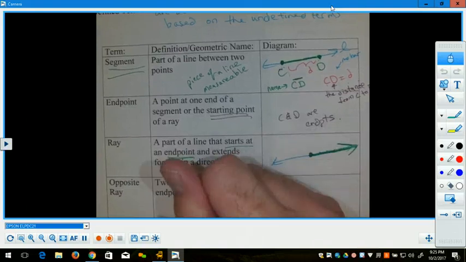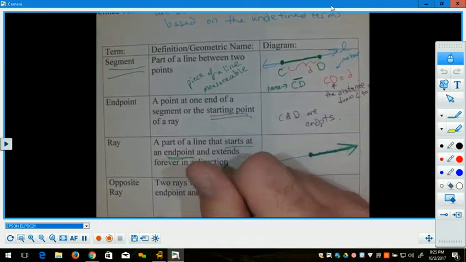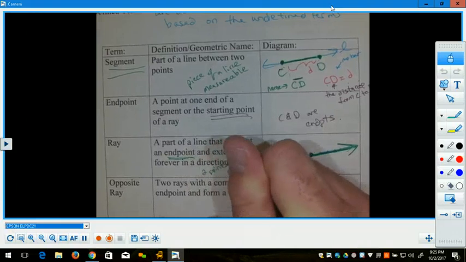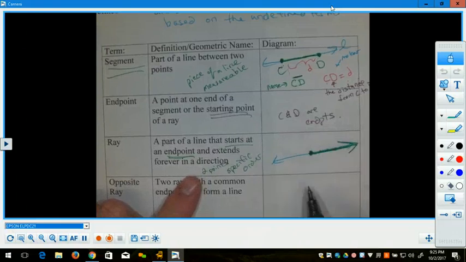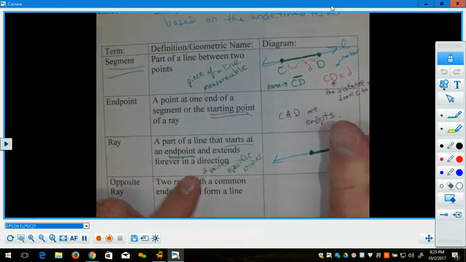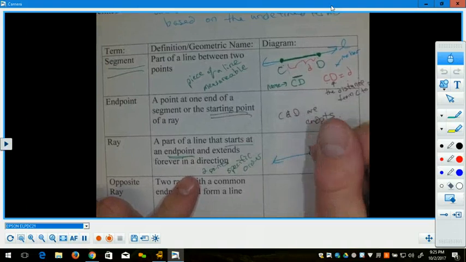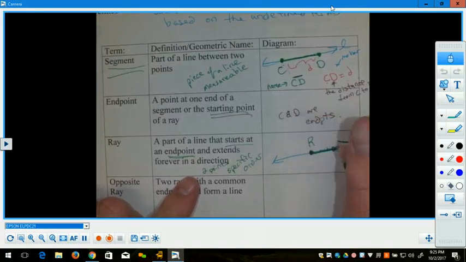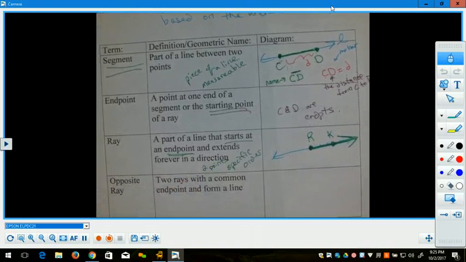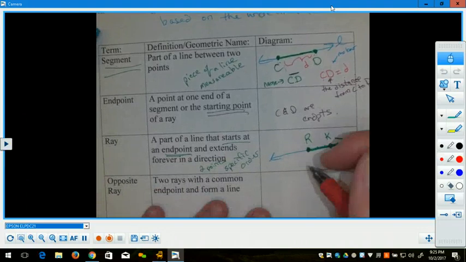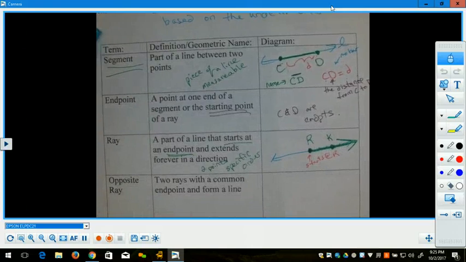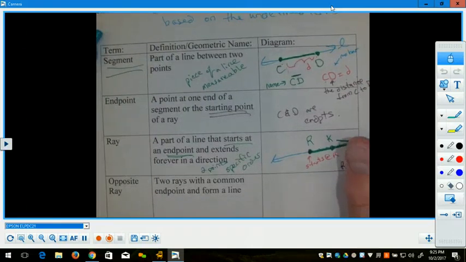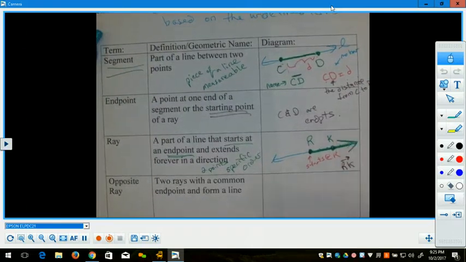It does take 2 points to name a ray, and they have to be in a specific order. The first endpoint has to be the start point. So if I have this as, it doesn't matter whether it's alphabetical or not, I'm going to do it intentionally wrong. This is R and this is K. And most people would say, well, let's just do it alphabetical, it'd be KR. But it isn't KR. It starts at R. So it has to be named the ray RK with a little arrow.